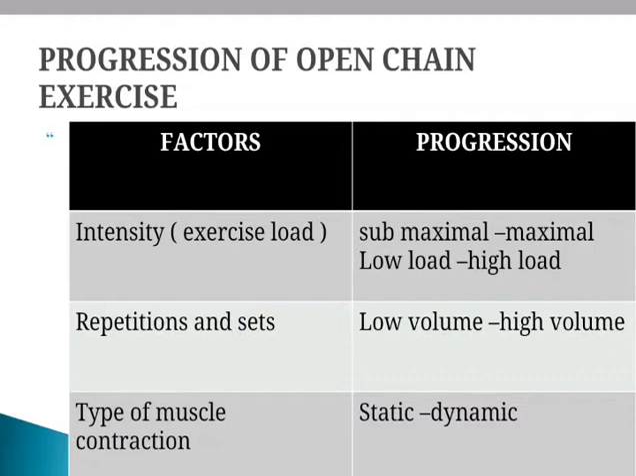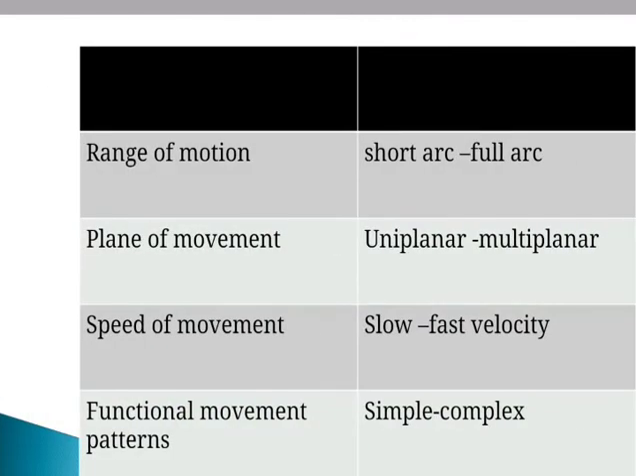Then you go for repetitions and sets. First you start from low volume, then you go for high volume. Then for the type of muscle contraction, first you go for static, then you go for dynamic. Then in range of motion, first from a short arc, then you go for full arc. Then in plane of movement, first you go for uniplanar, then you go to multiplanar. In speed of movement, first slow, then we progress to fast. Then in functional movement pattern, first you do simple, then you go for complex.